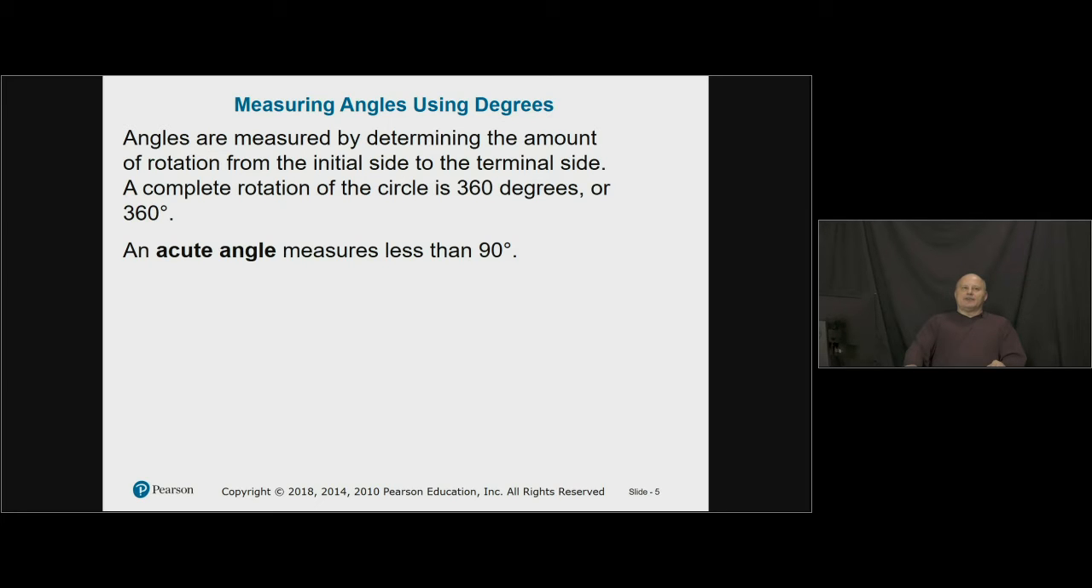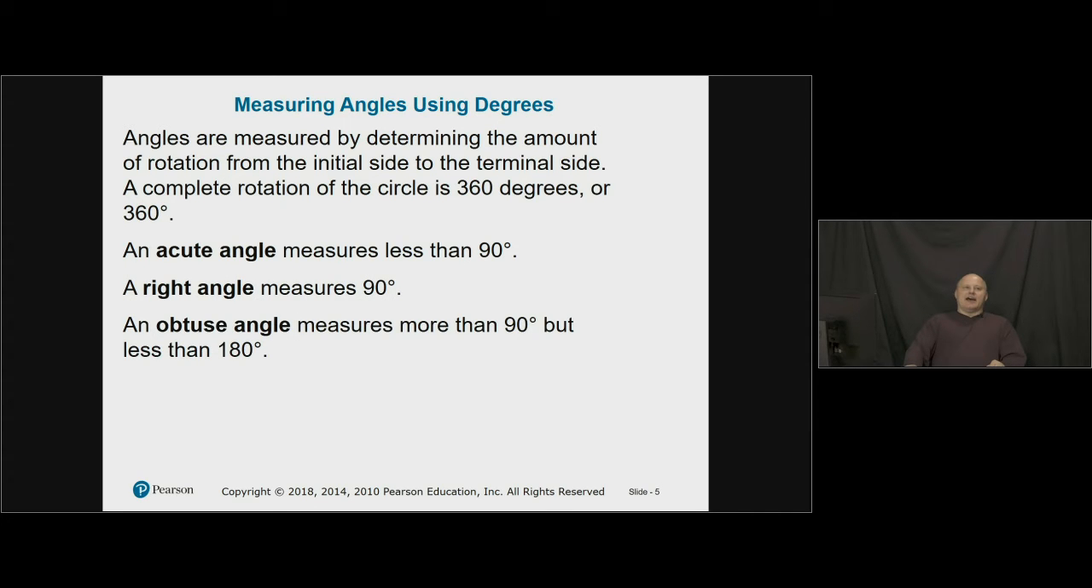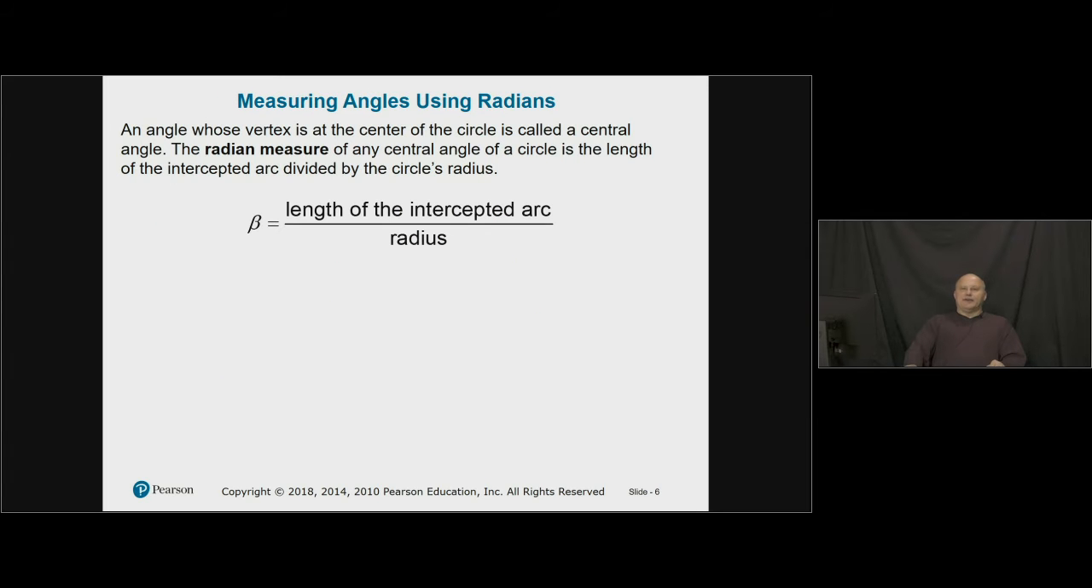An acute angle is an angle that measures less than 90 degrees, so it's between 0 and 90. A right angle measures exactly 90 degrees. An obtuse angle measures more than 90 but less than 180. And a straight angle is an angle that measures exactly 180 degrees. Okay? So that's just a little summary of angles measured in degrees, which most of you probably already know. So let's talk about radians for a little bit.